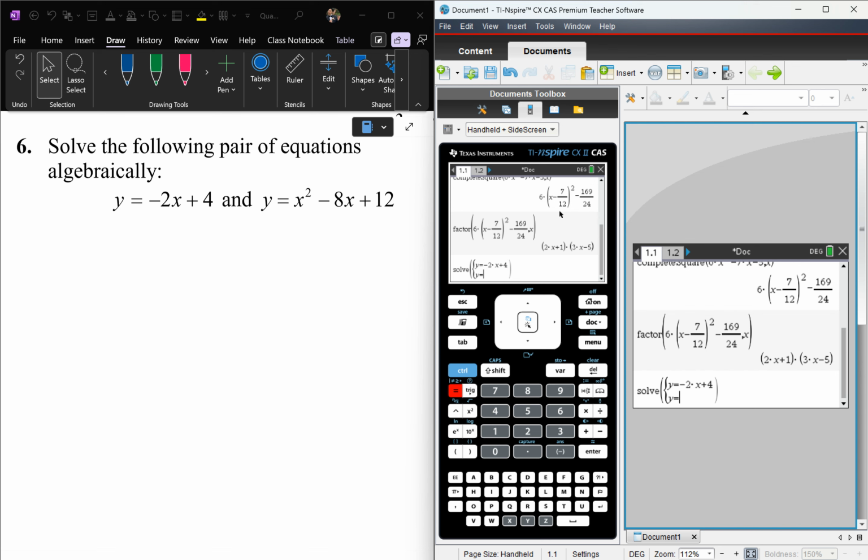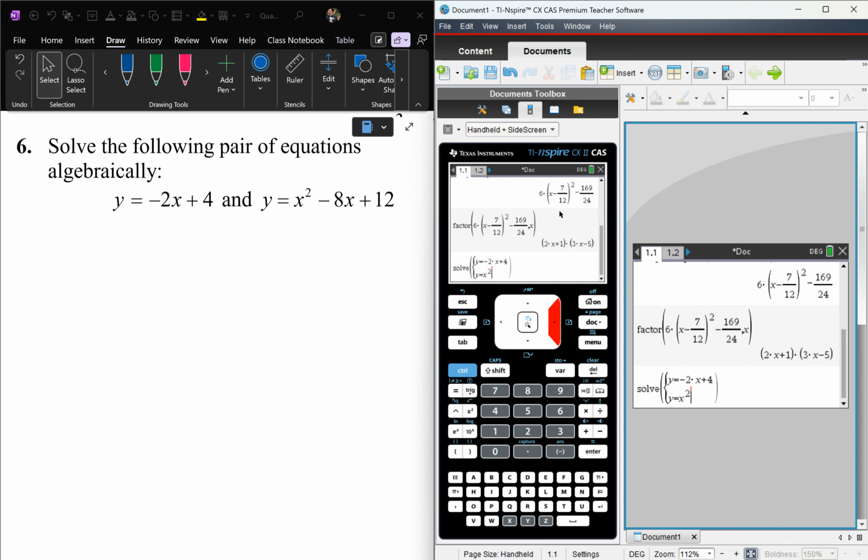Now do it again. Y equals x squared minus 8 times x plus 12. Got my 2 equations. Make sure to press tab so you move across just a bit, or you can move the arrow across. Comma x, comma y. So you're going to do a comma to say solve for these 2, comma I want you to solve for x, and comma I want you to solve for y. That's what it's saying. Okay, so solve for these 2 equations, x and y.